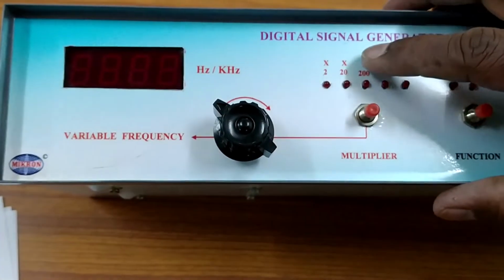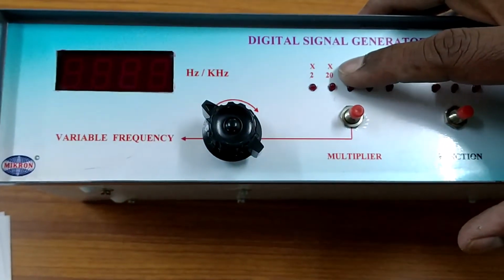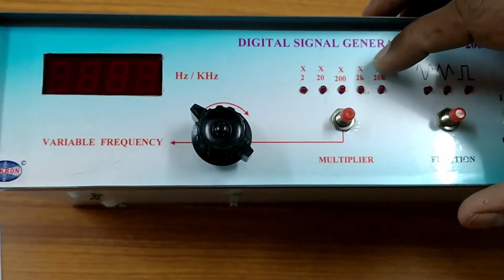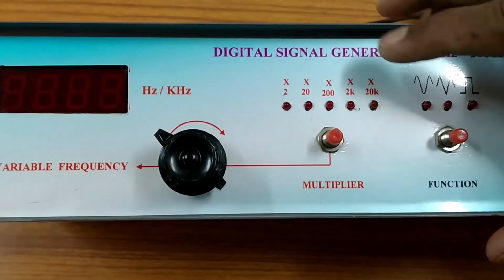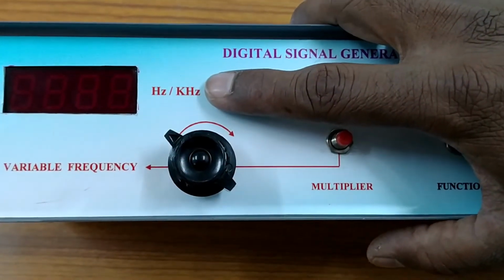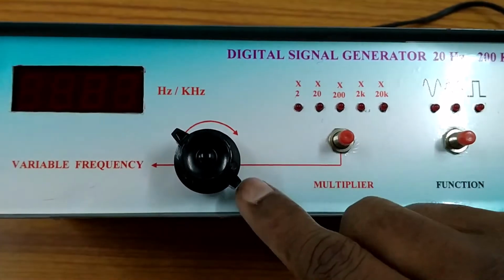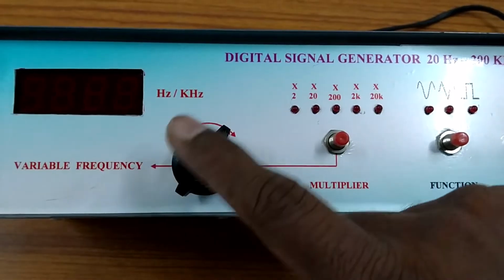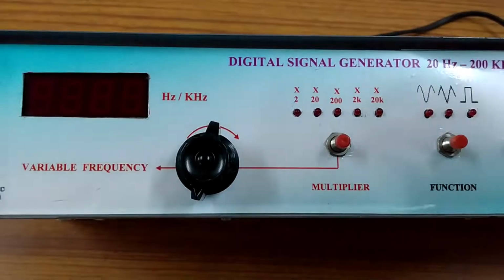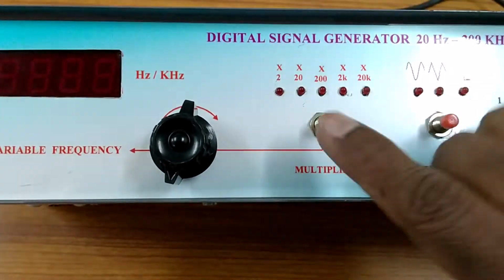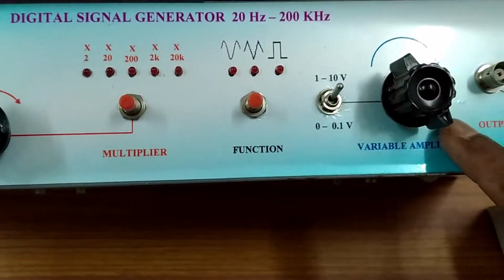You can keep the frequencies either the value shown multiplied by 2, or multiplied by 20 hertz, or multiplied by 200, or multiplied by 2000, or multiplied by 20,000. Therefore, here I'll get the value in hertz or kilohertz depending on the multiplication factor. And by changing this knob, you can set any desired frequency. If the frequency range is over, you can switch to the next ranges. So I am just powering it. Now come here.